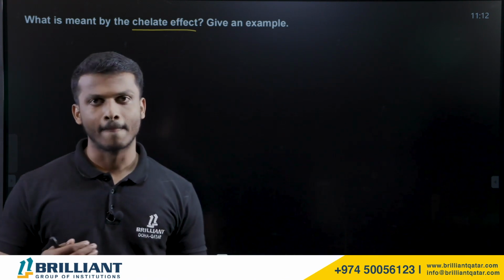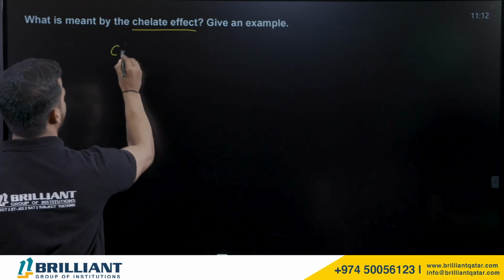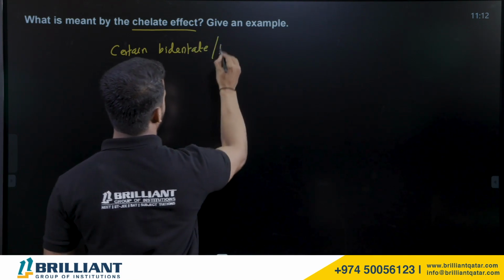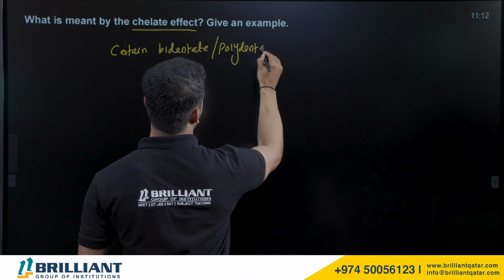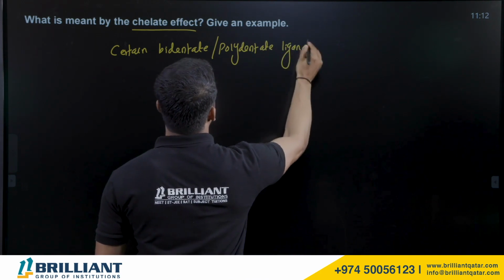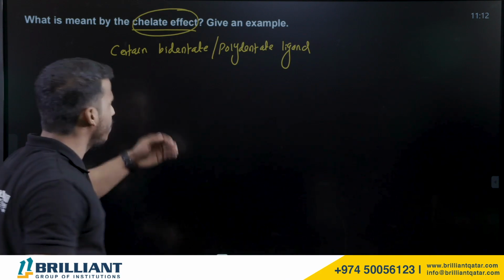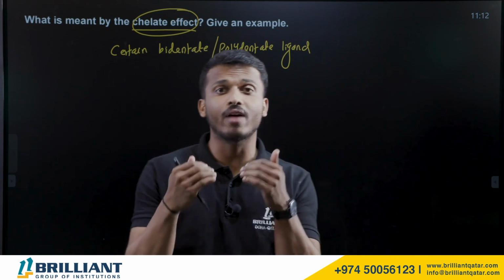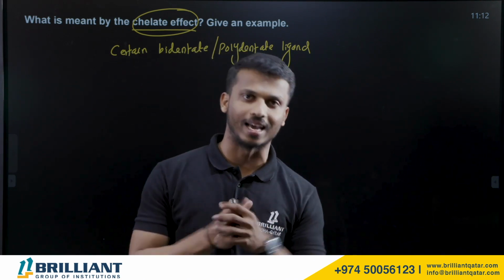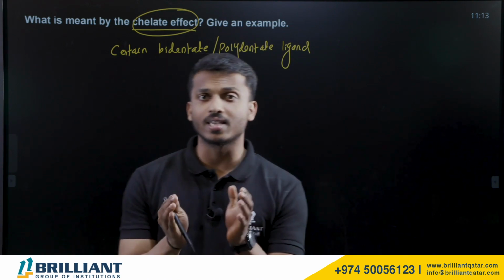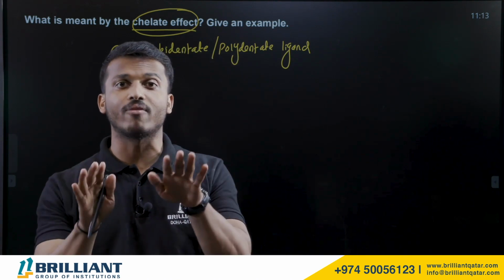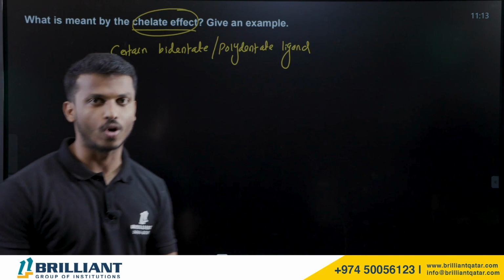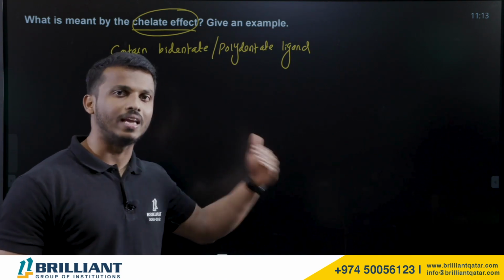The chelating ligand. Dear students, chelating ligands are certain bidentate or polydentate ligands which have an ability to make a ring structure with the metal atom. They are called chelating ligands. This effect is called the chelate effect.